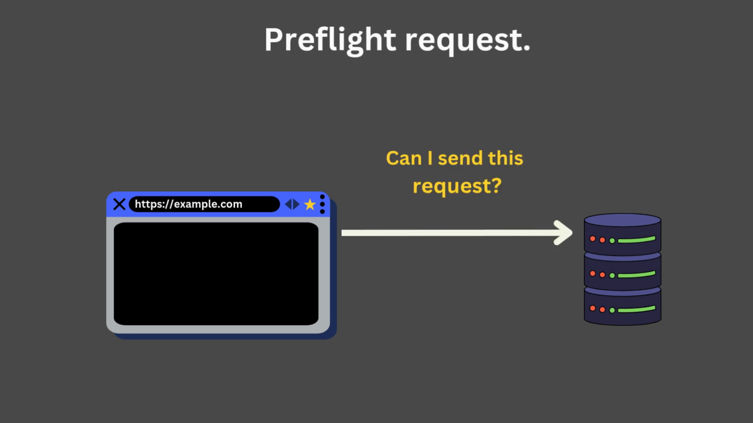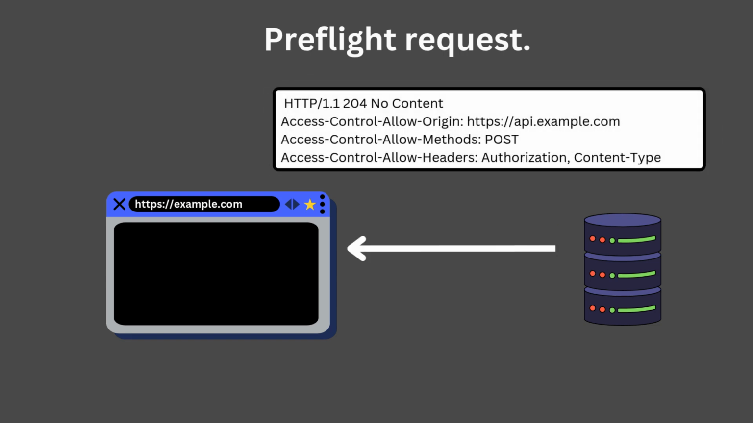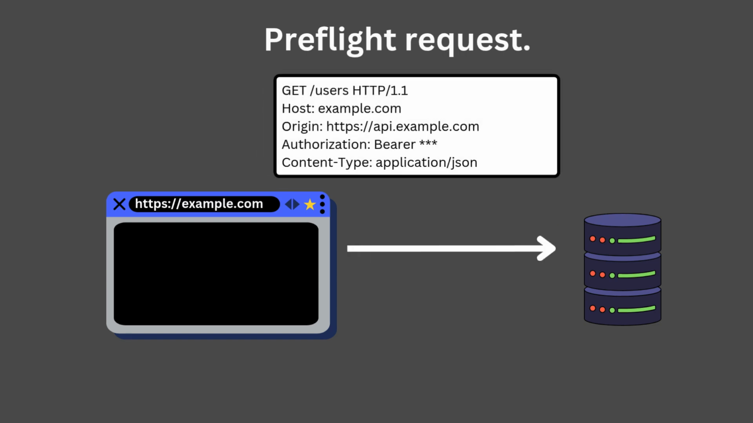Now, in some cases, the browser performs an extra step before sending the actual request. This is called a preflight request. The browser sends an OPTIONS request first to check if the server allows the real request. Only if the server approves, the actual request is sent. So even if the network request succeeds, the browser may still block JavaScript from accessing the data.